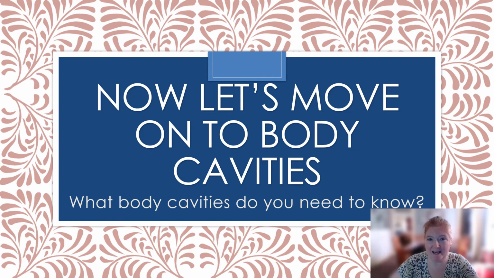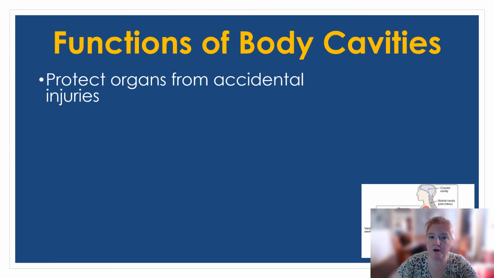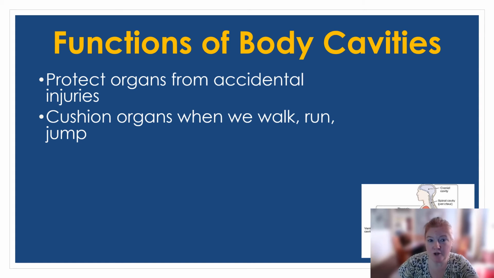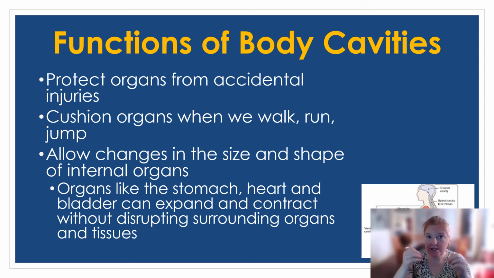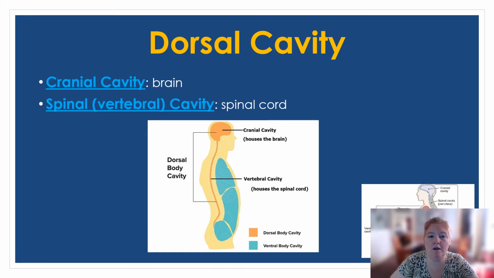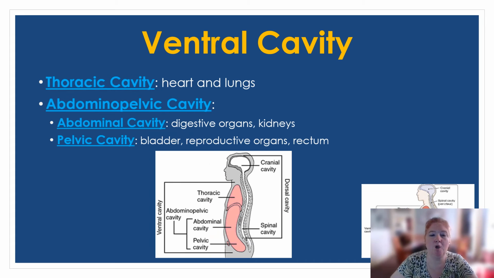Now let's look at body cavities. So the functions, they protect organs, they cushion our organs, and they allow changes in the shape and size of organs as we digest food, as we breathe, and as our heart pumps. So we have the cranial cavity and the spinal or vertebral cavity. Those are both dorsal cavities on the back. We have the ventral cavity, which has the thoracic cavity with our heart and lungs, and the abdominopelvic cavity, which further divides into the abdominal and the pelvic.